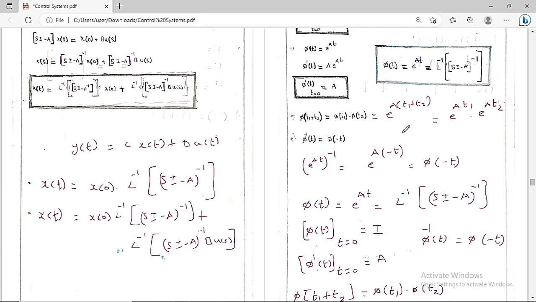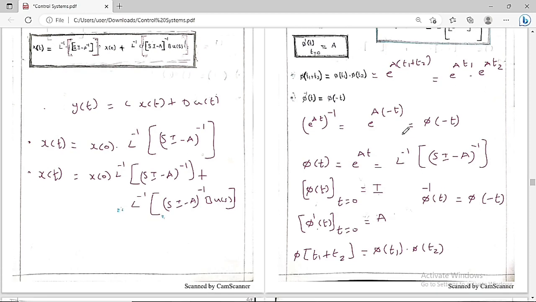And phi of t at t equal to 0 gives the identity matrix. And phi dash of t at t equal to 0 gives the matrix A. And phi of t1 plus t2 is equal to phi of t1 times phi of t2. And phi of t whole inverse is equal to phi of minus t. So whatever this phi of t is, this is all in terms of the time domain only. These things you always have to keep in your mind.